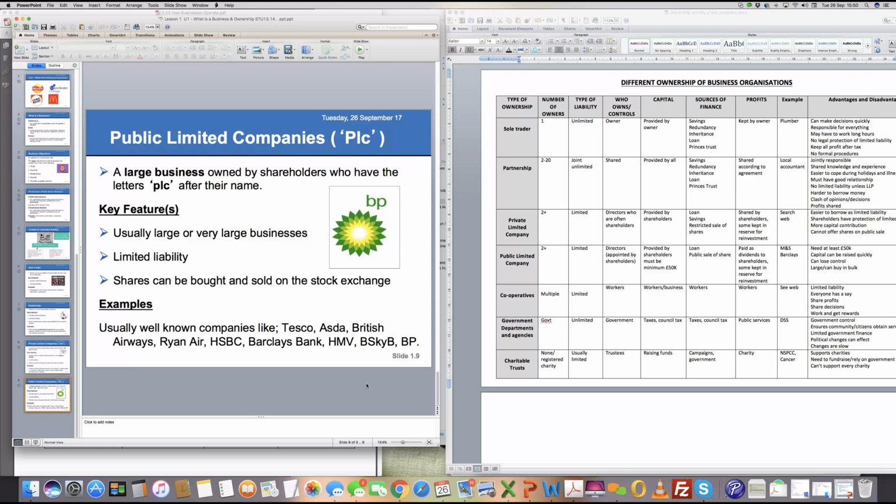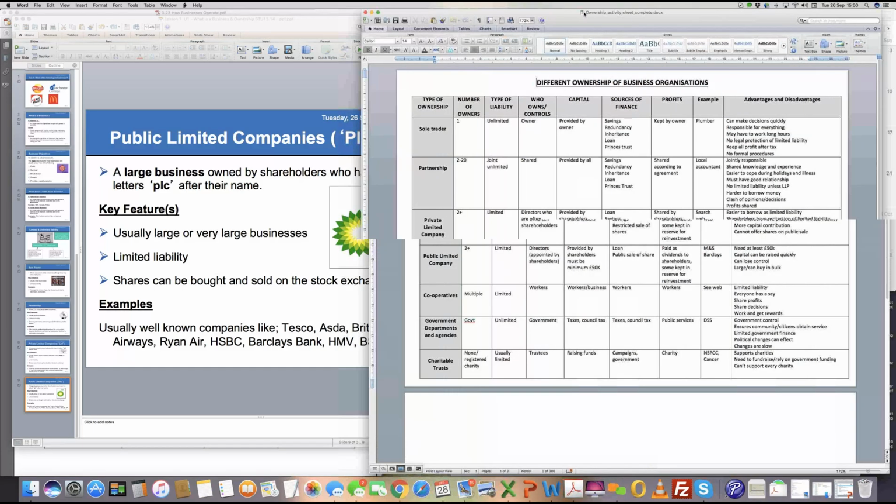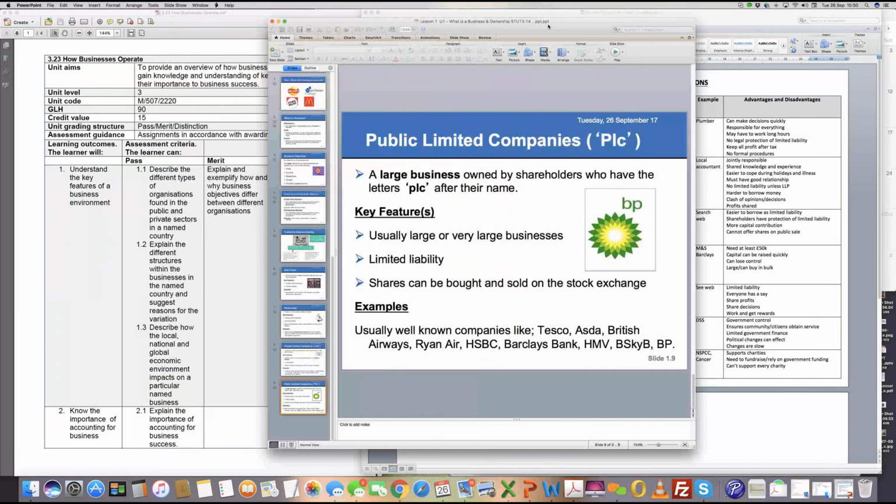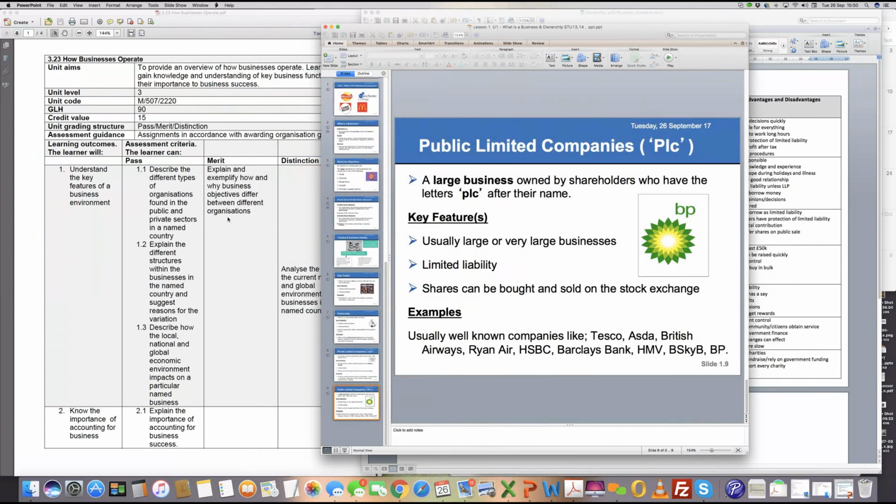Is that okay? So in short, what we've looked at is understanding the definition of business, types of business, and how the classification of businesses is done, and why the classification is done. And then we've looked at bits and pieces in terms of the different types of ownership of the business and how they vary. Is that okay?